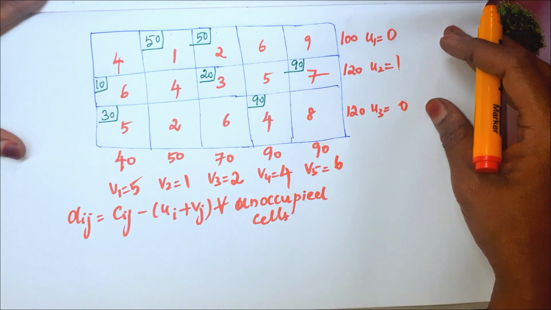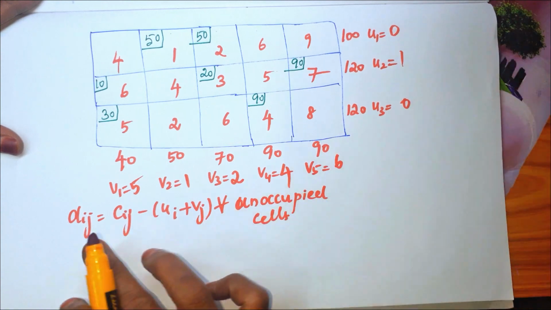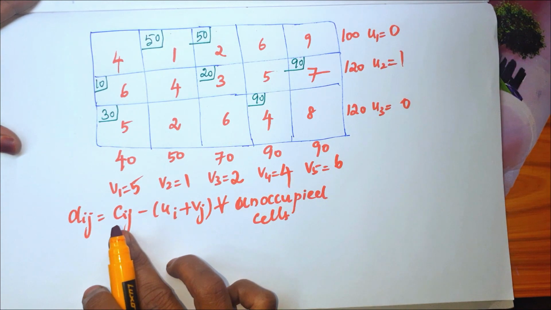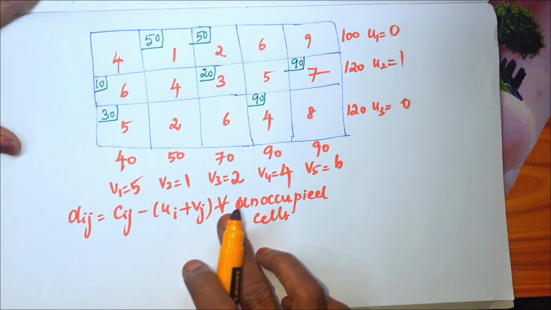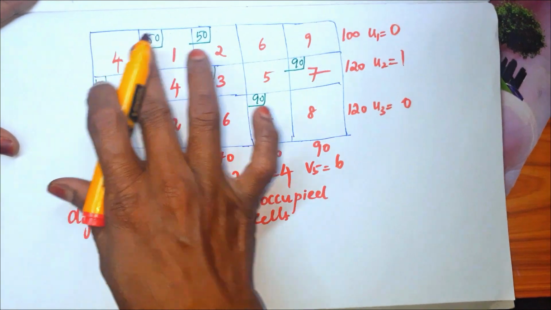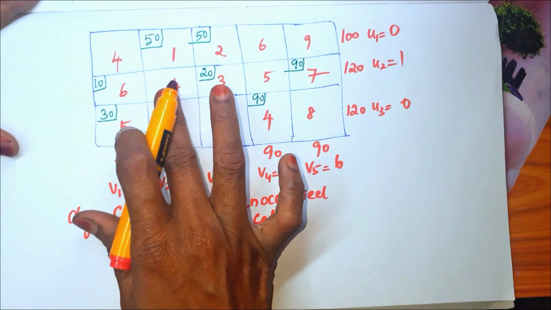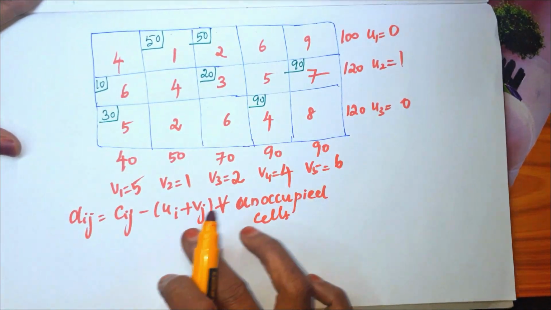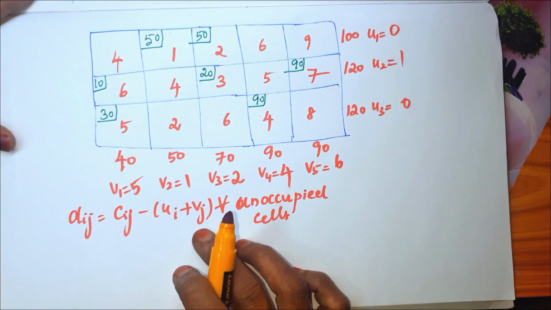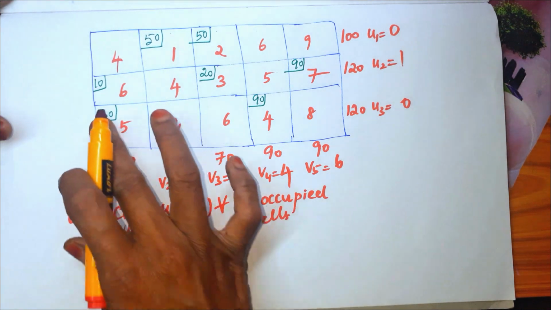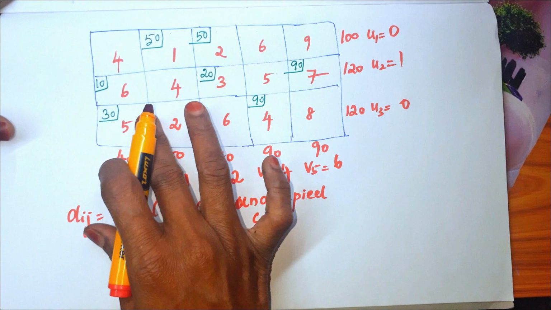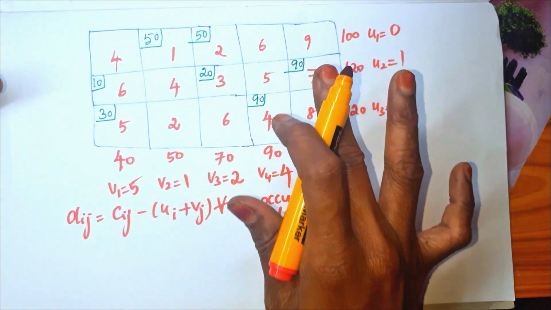Now come to the table. After getting the ui and vj values, we are going to find a dij equation, where dij equals cij minus (ui plus vj), for all unoccupied cells. These cells where the allotment is not there, those cells we are going to find. Why are we applying this procedure? We are going to check whether the allocations we got are a better solution or not.